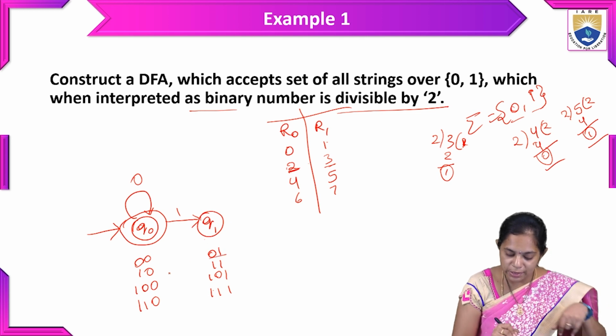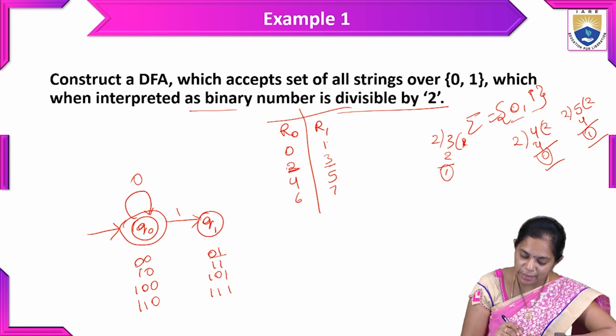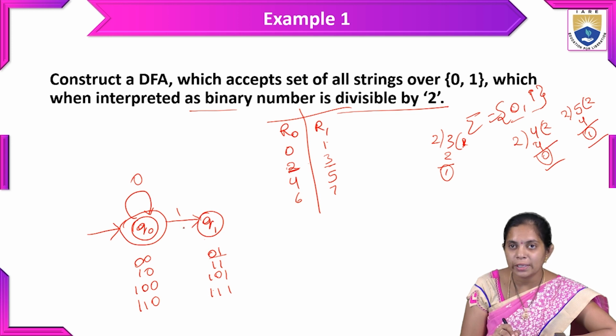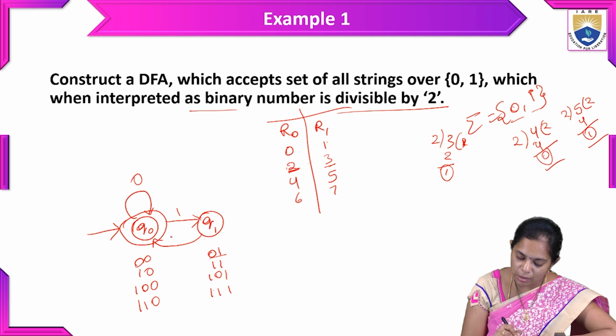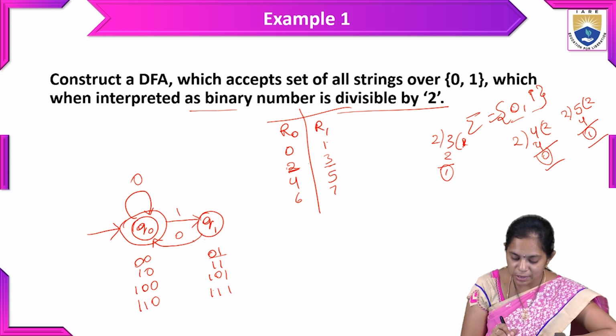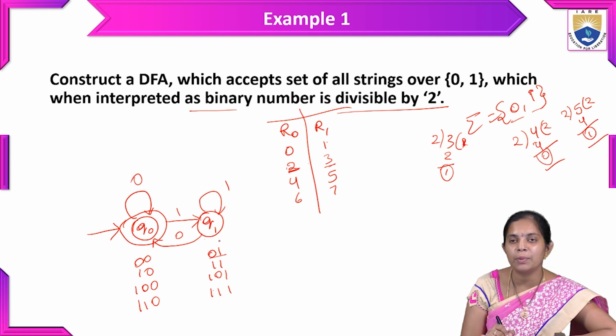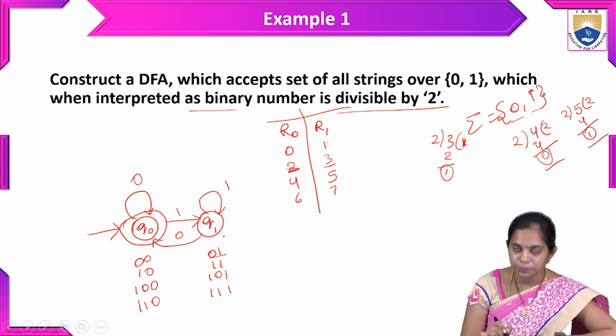And here 1, 0 is there, and here 1, 1, 0. So if we have 1, and here already there is 1, and if we got 0, it is reaching the same state, so it is in the remainder 0. So 1, 0 is acceptable, and here 1, 1. So already 1 is there, and if we give one more 1, it is in the Q1 state, that represents a remainder 1.